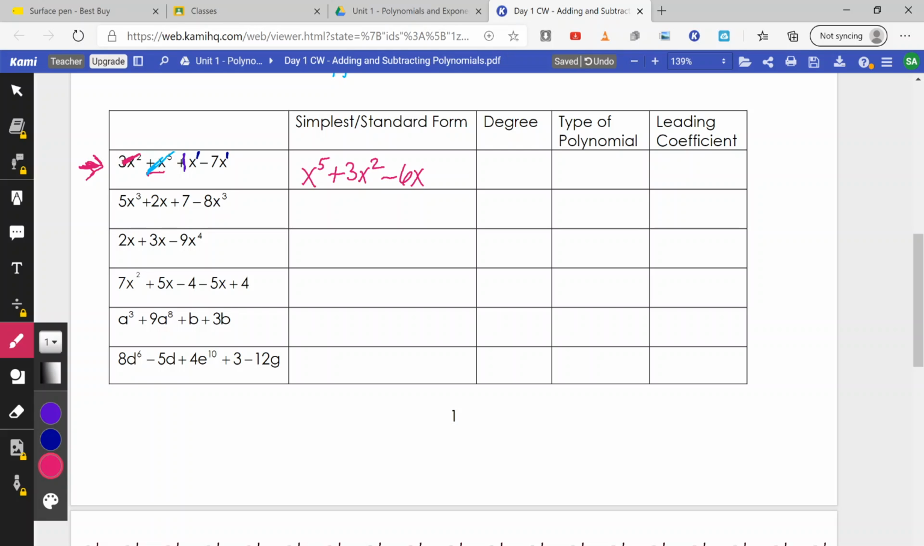So I'm going to state the degree, the highest exponent, so 5, 2, or 1. Highest exponent is 5. The type of polynomial, I just count the number of terms I have. So I have 1, 2, 3 different terms. So that means it's a trinomial. Leading coefficient, I want the number that starts off my example here. So I have x to the 5th. Just like before, I don't see a number out front. So I can presume it's the number 1. So that's going to be my leading coefficient, the number 1.